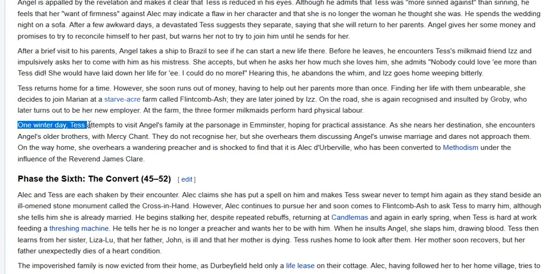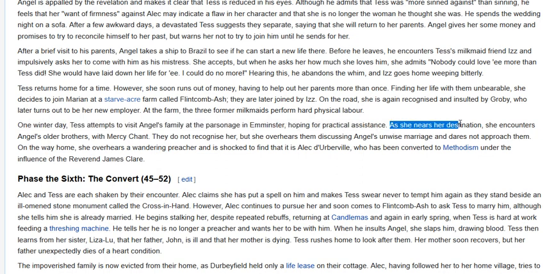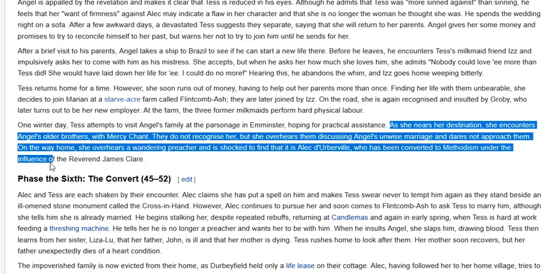One winter day, Tess attempts to visit Angel's family at the parsonage in Emminster, hoping for practical assistance. As she nears her destination, she encounters Angel's older brothers with Mercy Chant. They do not recognize her, but she overhears them discussing Angel's unwise marriage and dares not approach them.